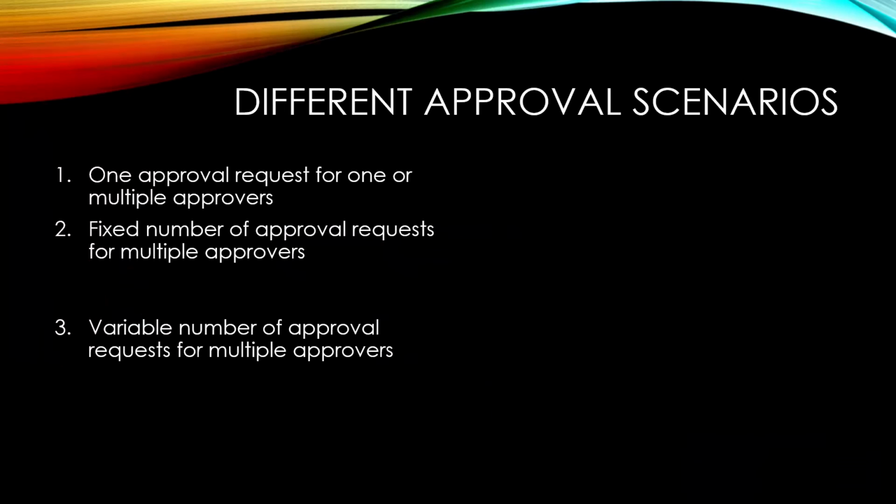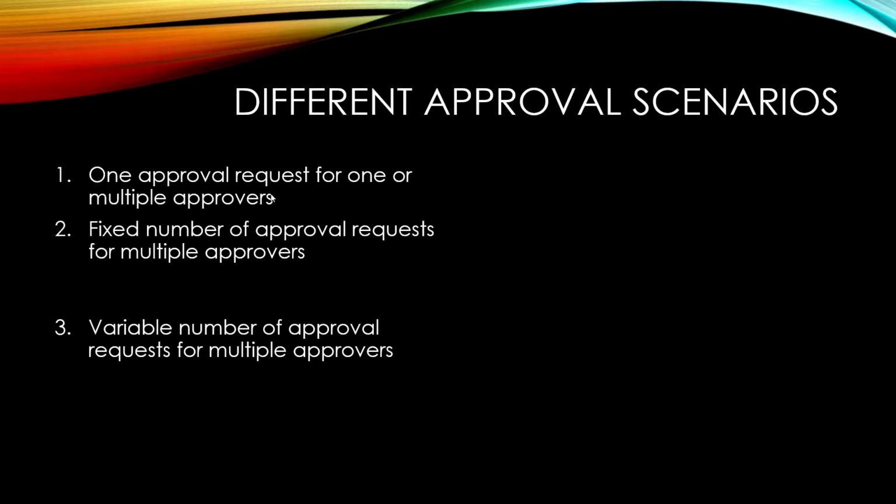To start with these videos, I would like to go through different approval scenarios that we typically deal with. And each one of them requires a different approach when it comes to using the proper actions in Power Automate. The first scenario, we have one approval request for one or multiple approvers. So in that case, someone is hired. The question is, shall we give him a company phone? So there is one approval request, one item to be specifically approved or rejected.